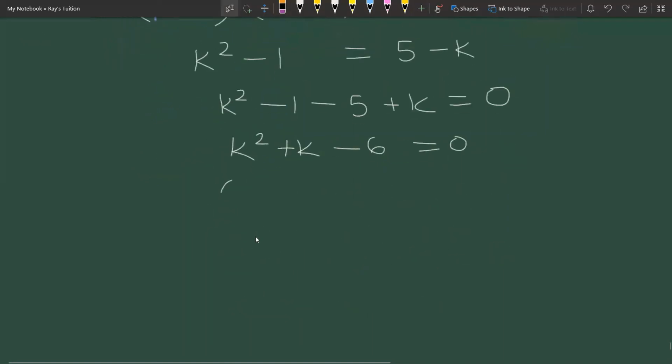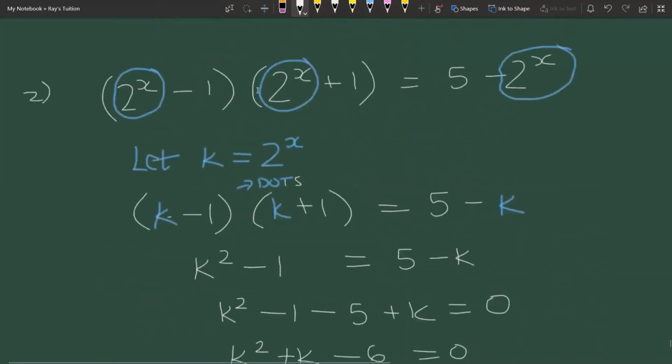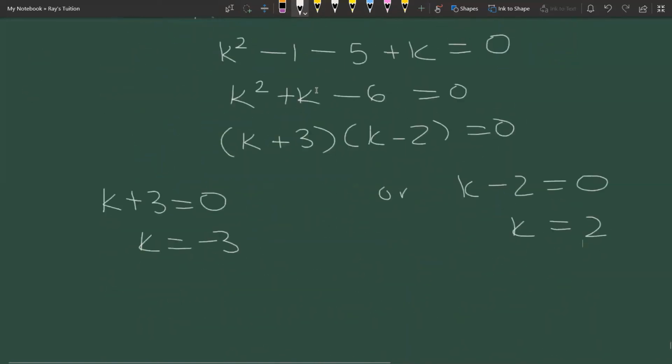How do we solve a quadratic equation? We have k plus 3 times k minus 2. That's how we're going to get plus k. So that means we have k plus 3 is equal to 0, which means k is equal to negative 3, or k minus 2 is equal to 0, which means that k is equal to 2. Now, we weren't solving for k. Our original equation was in terms of x, so let's do that resubstitution.